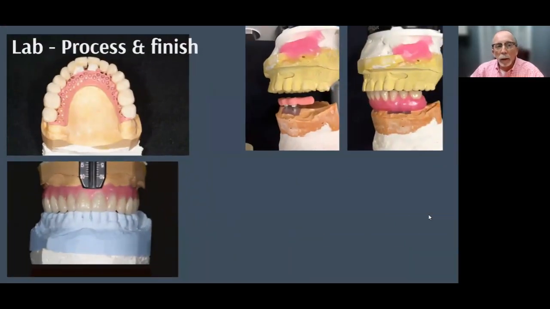So that goes back to the lab. And if the tissues change, so we have a new impression, then we just make an index and we jump fit it over to the new model. If it's good, then we just use the same model and we start processing the analog denture.